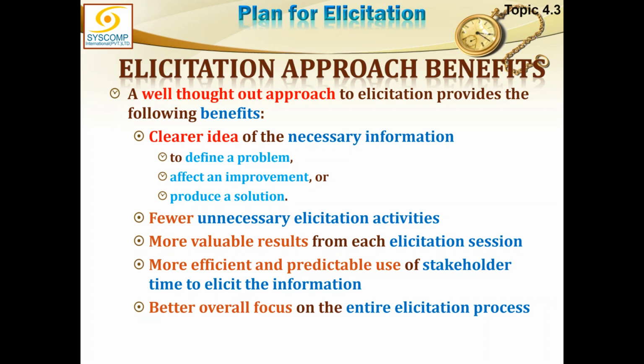So within the limits of the available time, we should do detailed analysis. Should not overshoot it. Fewer unnecessary elicitation activities. So we do not want to do unnecessary work, unnecessary elicitation activities. We are just interviewing the people to get to know them. How are you and how many children do you have? So such information may not be required. So keep it simple to what is required. More valuable results from each elicitation session will be obtained. More efficient and predictable use of stakeholder time to elicit the information. This is the art of elicitation, that you should be able to do it most economically, most efficiently and effectively. Better overall focus on the entire elicitation process.